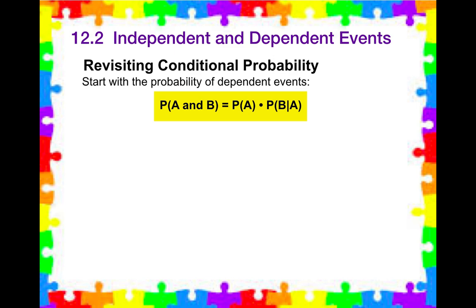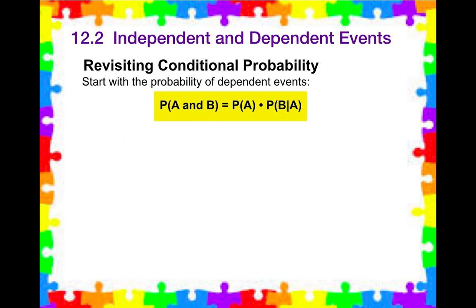We're in section 12.2 and this is video 3. And we want to finish up with independent and dependent events. So let's just look at the conditional probability, starting with the probability of dependent events.